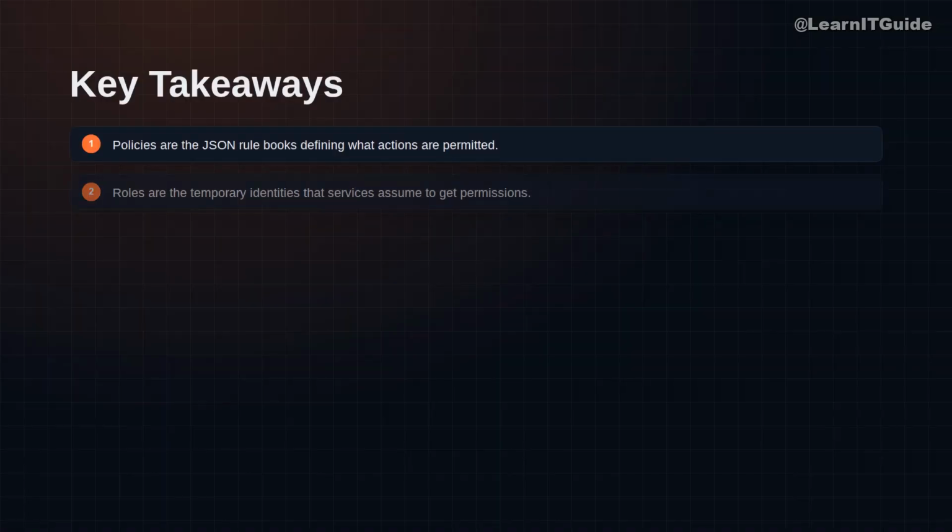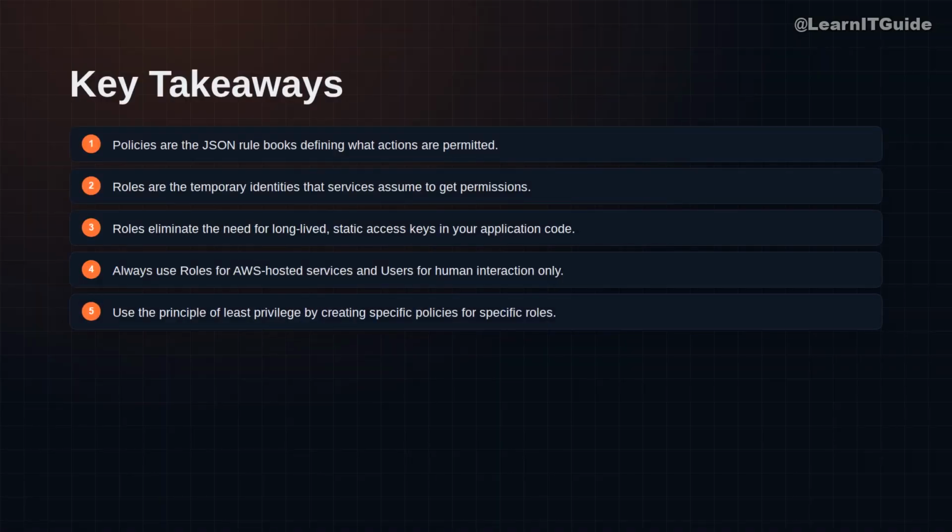To recap, policies are your rule books and roles are the temporary uniforms. By using roles, you remove the risk of leaked permanent keys from your application. Remember to always stick to the principle of least privilege.